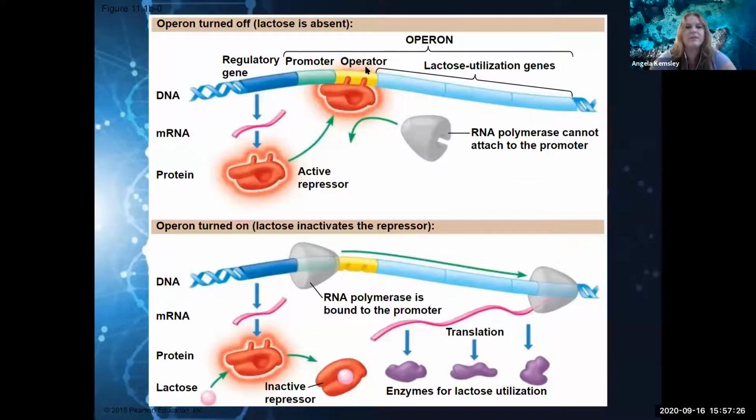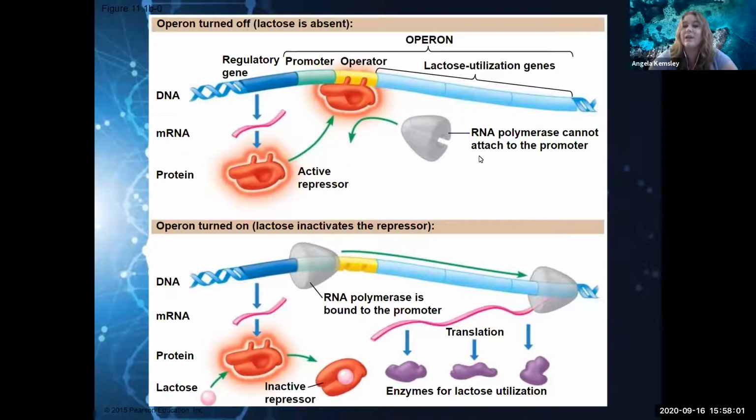So if you look up here, here's our DNA, and we have our promoter, our operator, and then our 1, 2, 3 genes coding for those 3 enzymes. Now, if lactose is absent, so lactose is not present in the system, the operon is turned off. That is because we have this protein, which is a repressor, that really wants to bind to something. So if it doesn't have lactose to bind to, it's going to bind to this operator. So we now have the repressor that's bound to the operator.